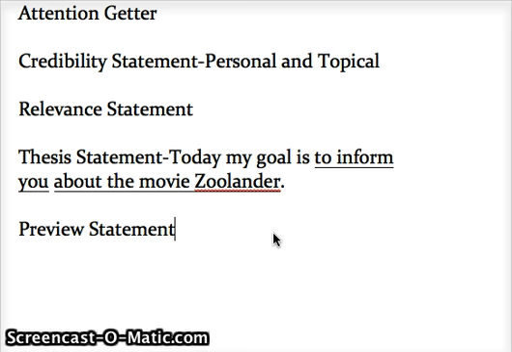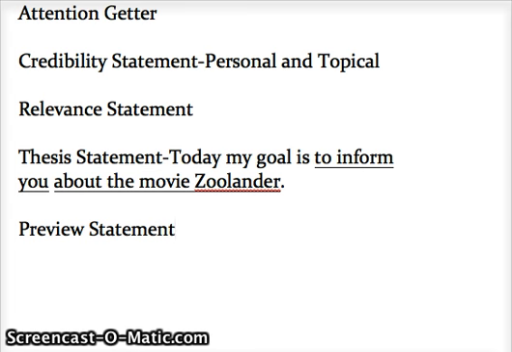Okay, think of a preview statement as giving your audience a roadmap. You're going to say, I'm going to take a left here, I'm going to take a right here, I'm going to take a left here, right? Walks them through what you're going to be doing. Okay, so it's very, very simple, and it should be very boring. Remember, that's what it said in the textbook.